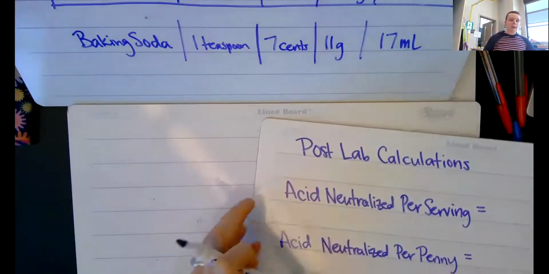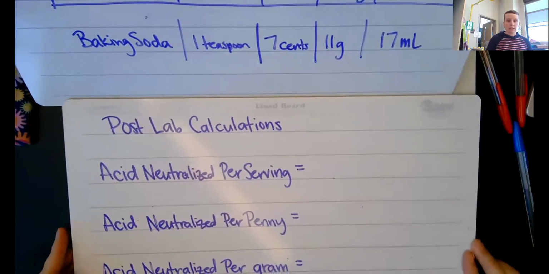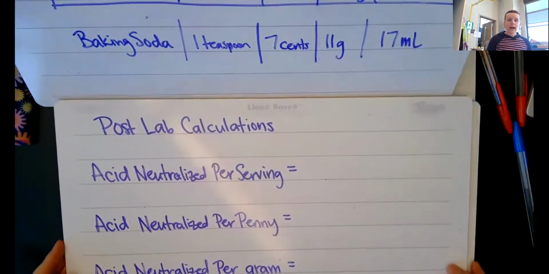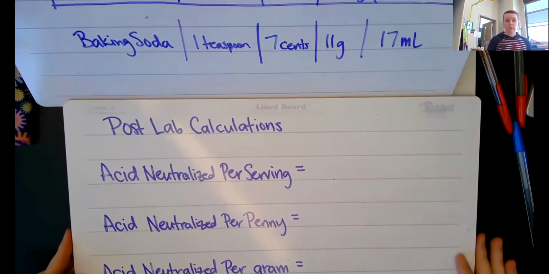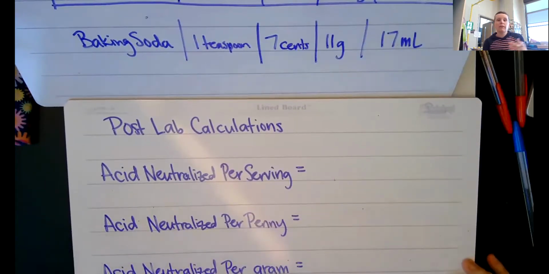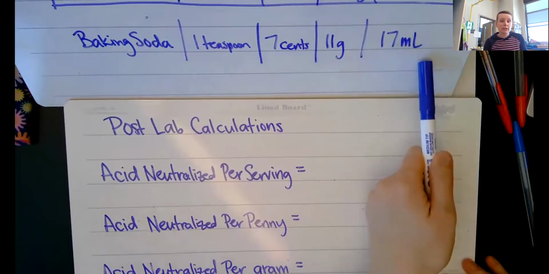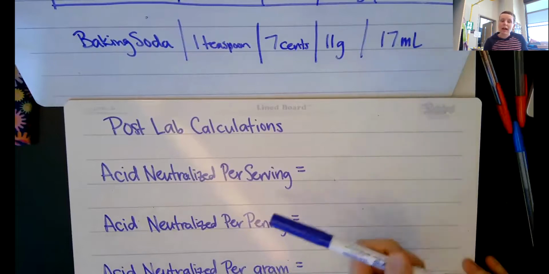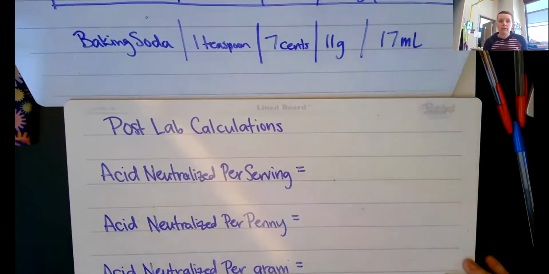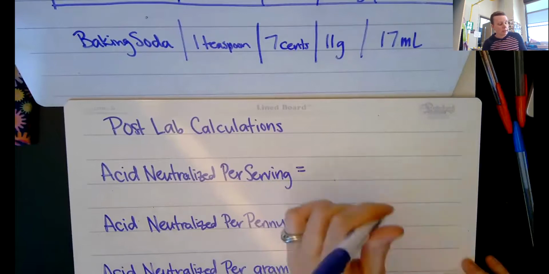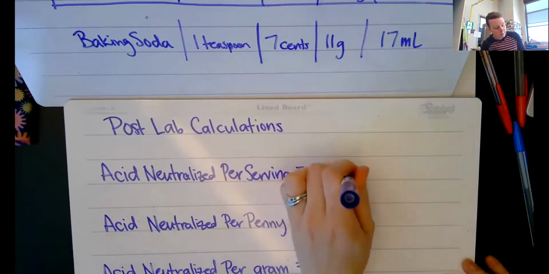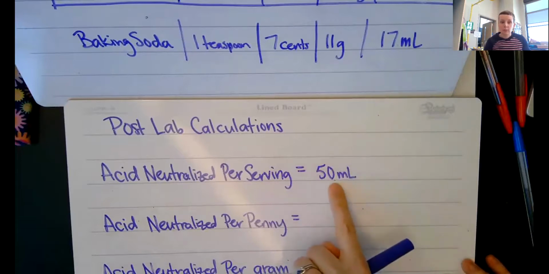Here are the PostLab calculations that we need to do for each antacid, okay? So first, acid neutralized per serving. Well, we were using a whole serving every time you did a titration yesterday. And this last column, this class average column in your data table, is showing you how much base you used. So we want to know how much acid was neutralized. Well, if you look at the data table in the worksheet, it tells you how to do this. The way that we're going to do it is we take 50 milliliters. This is how much acid we started with in the stomach, in your glass stomach.